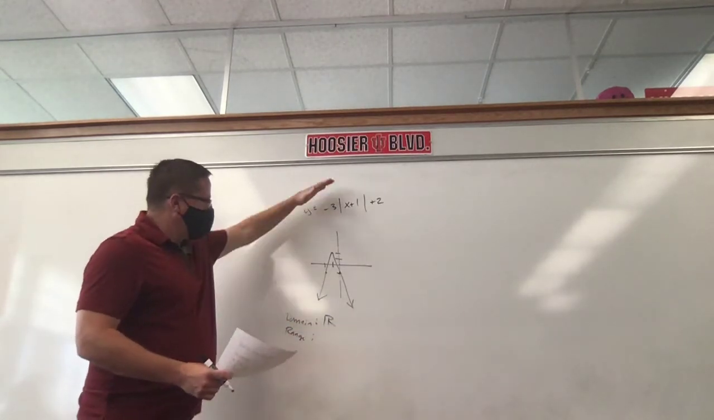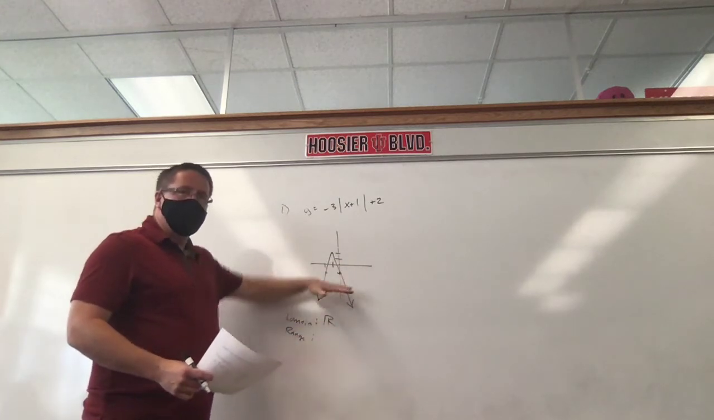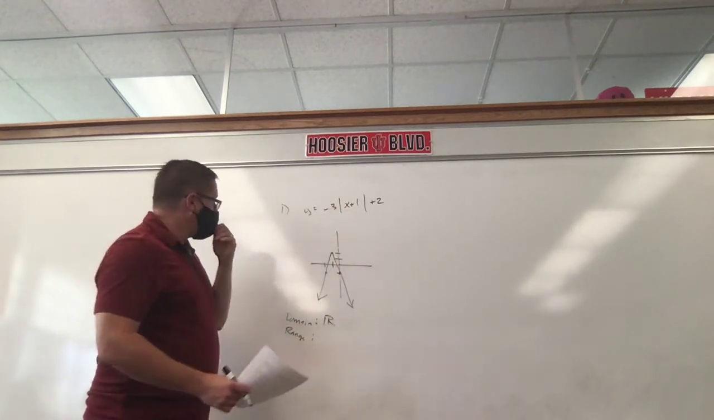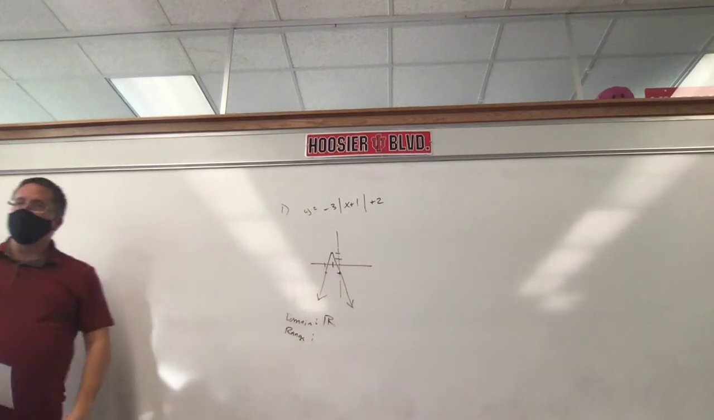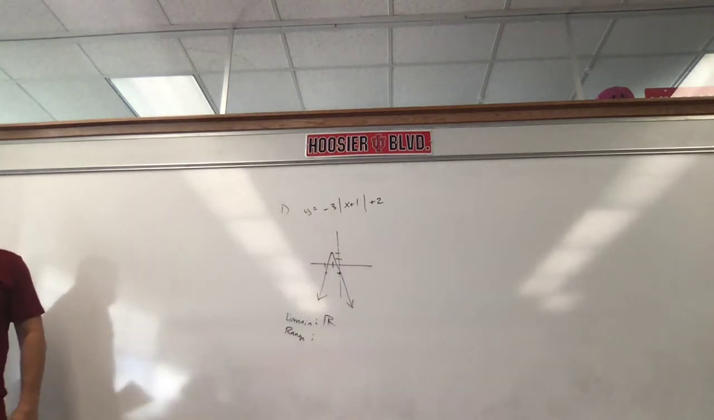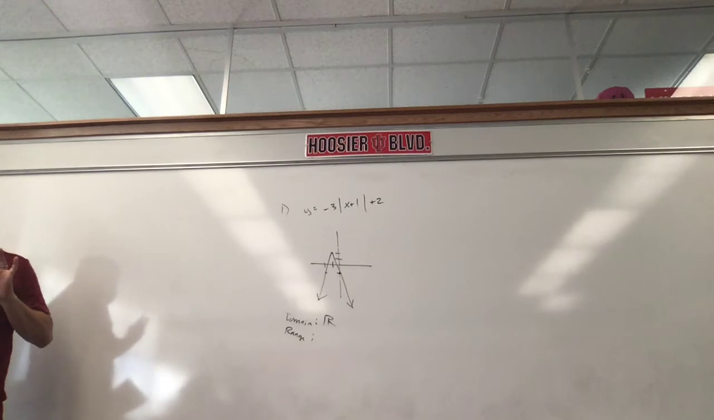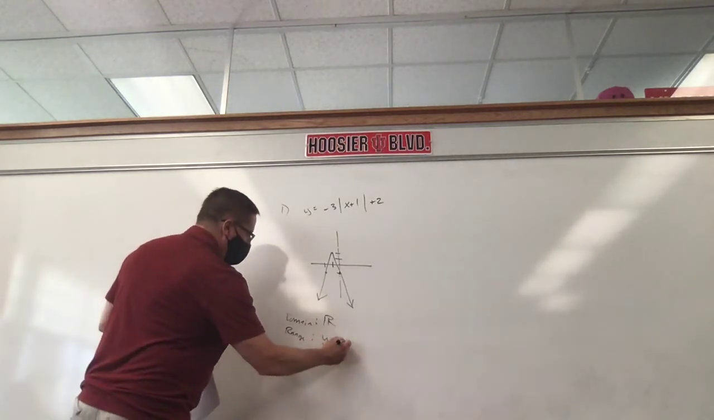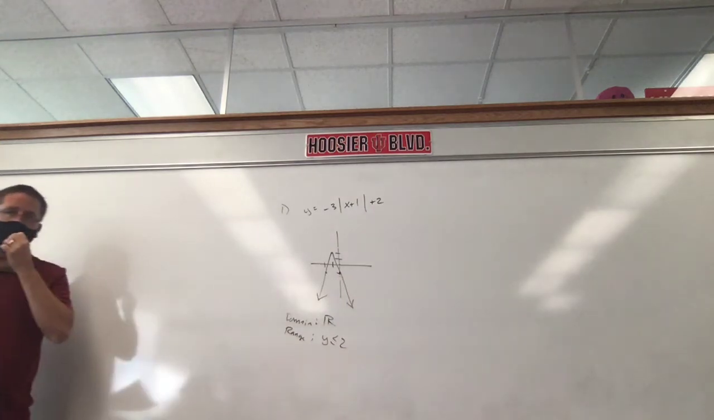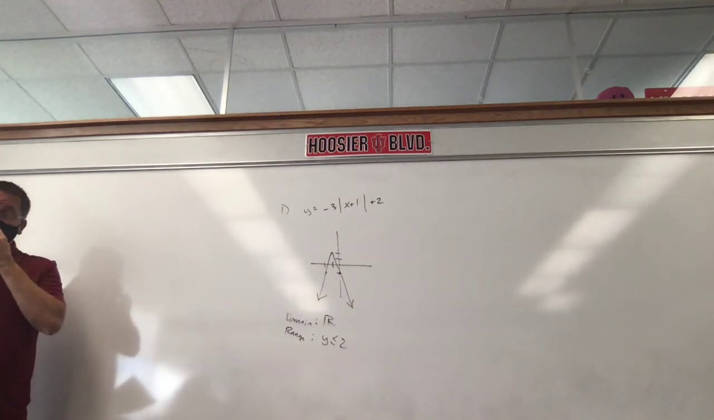The range is not all real numbers. For range, you look at it up and down. This goes down forever, but it doesn't go up forever. The highest it ever gets is 2, so it's everything below 2. Be careful here: range is all about the y. y is less than or equal to 2. It goes down forever, but it does not go up forever. Any questions on this one?